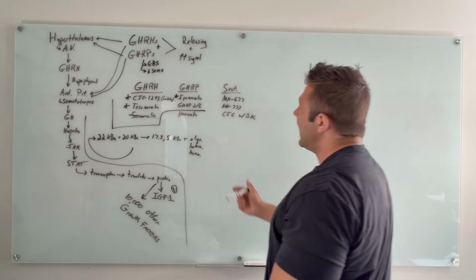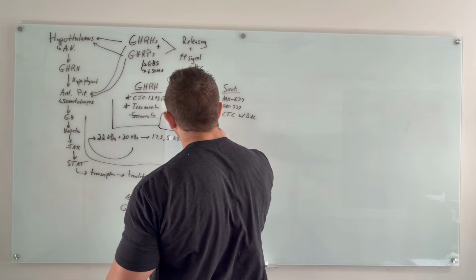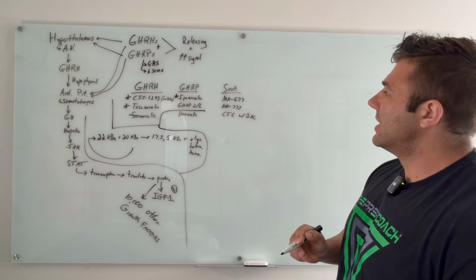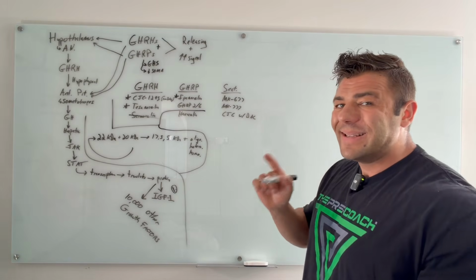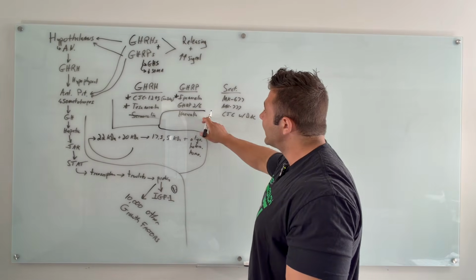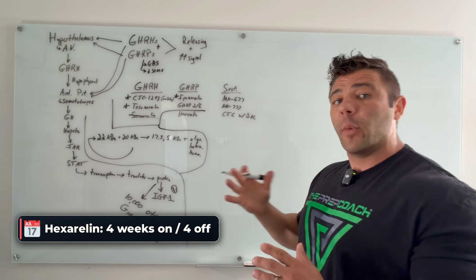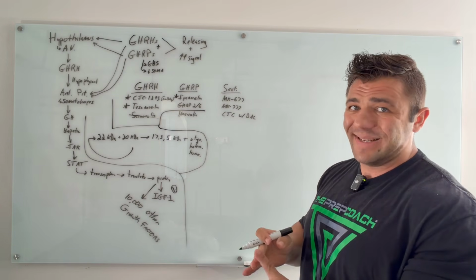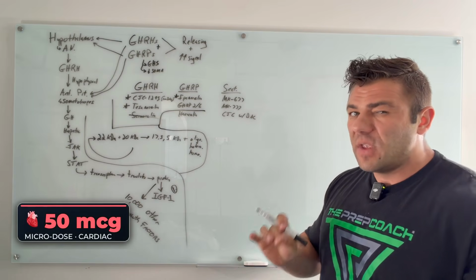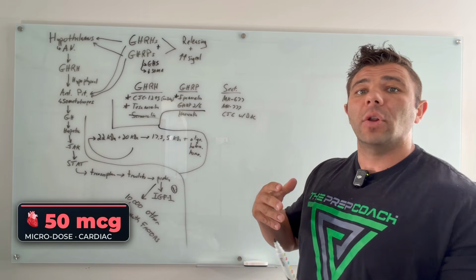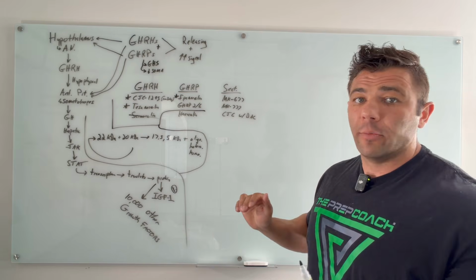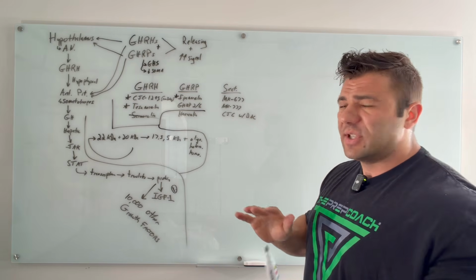So either way, that is kind of what we're talking about there. But going back to hexarelin. Hexarelin being so strong and so powerful, this is something that we would like to bring in something like 4 weeks on, 4 weeks off, if it's used for longevity, muscle building, and body composition purposes. If it's microdosed, 50 micrograms, in order to drive a lot more cardiac changes, that can be done microdosed before bed long-term, no problems. So, differences in usage overall.